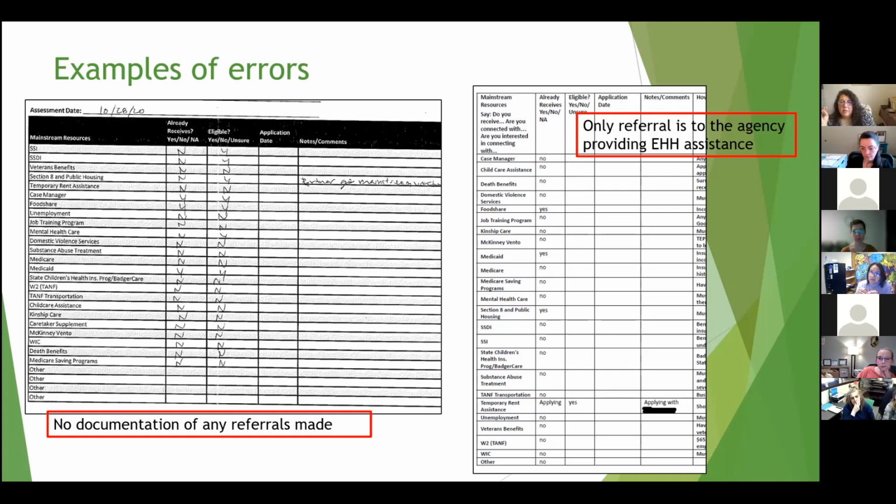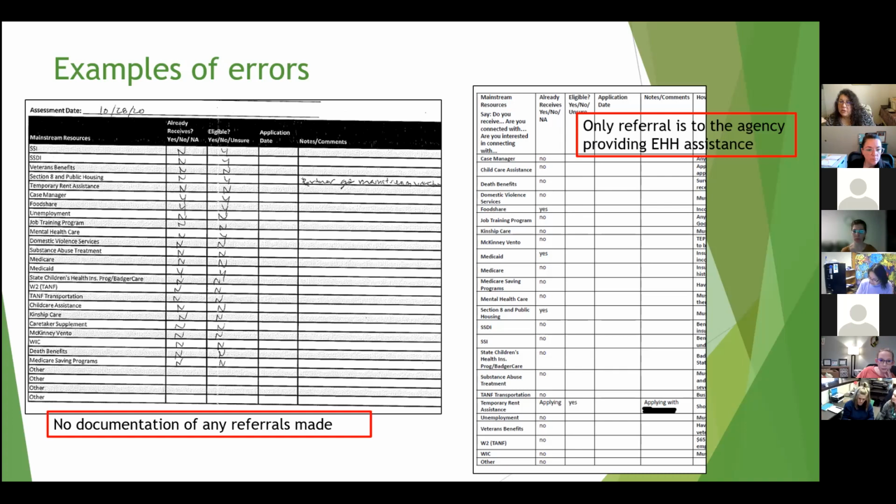Any questions? We document in our Osnium database each time that they've had contact and made a referral. So we have a referrals tab that shows the dates and who did the referrals and to what agency. So that would be perfect.